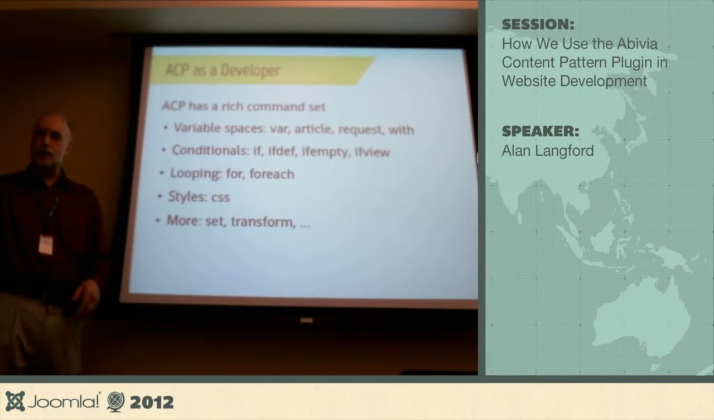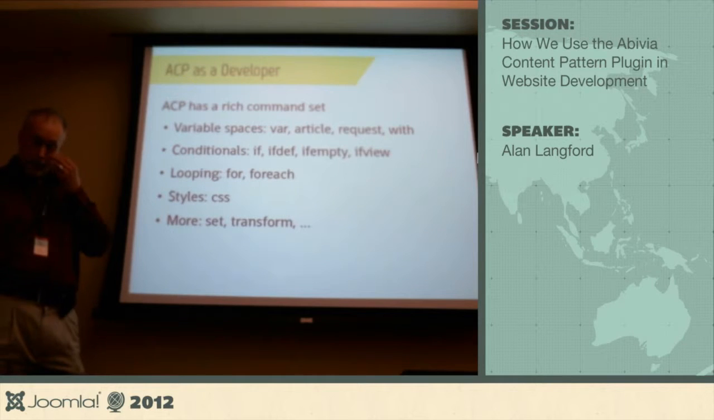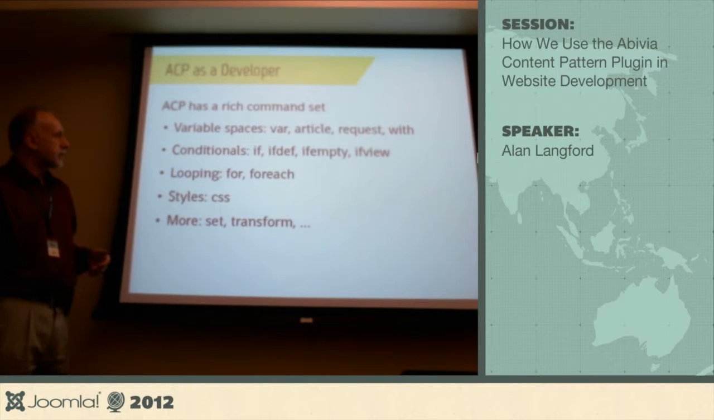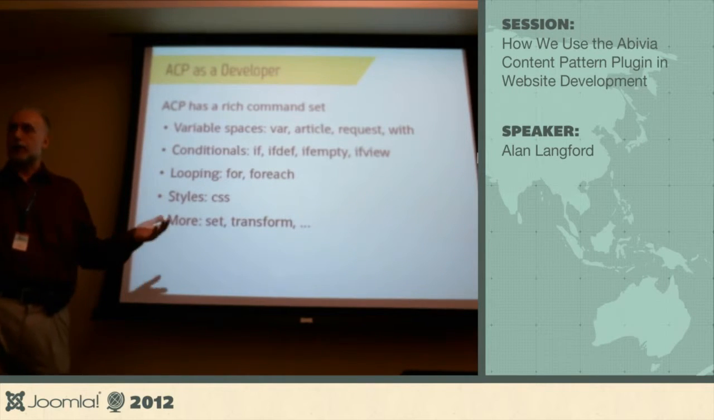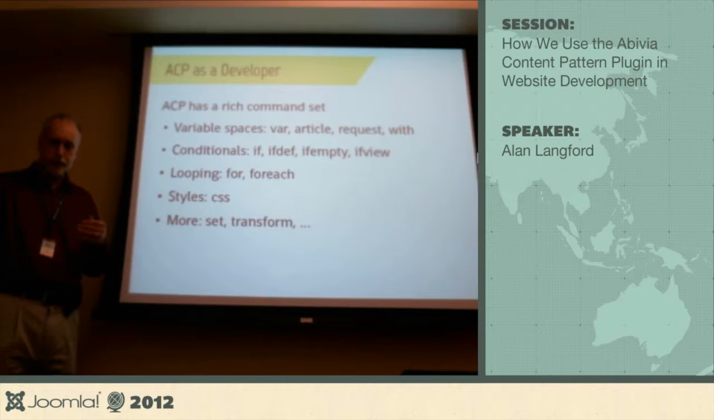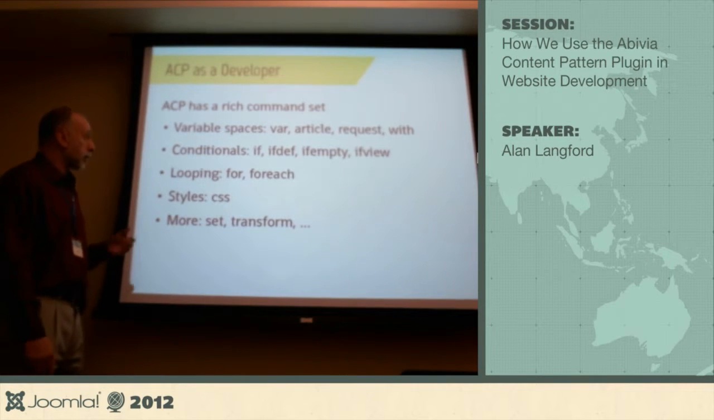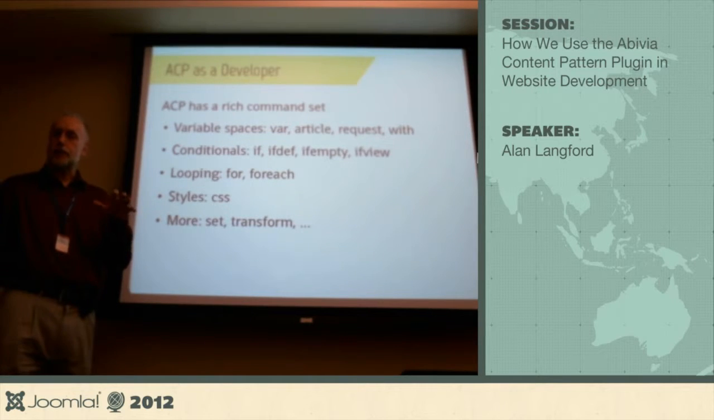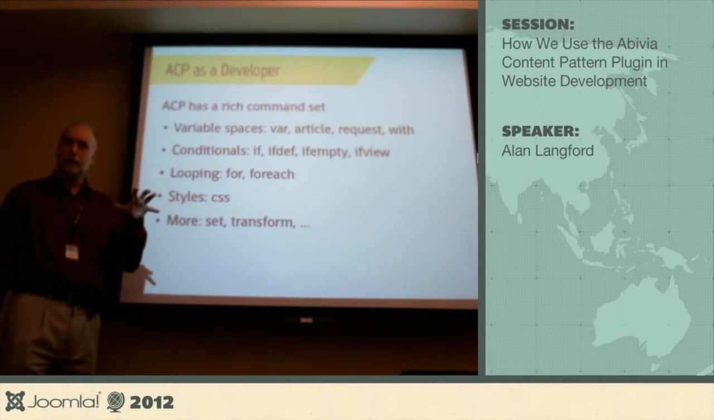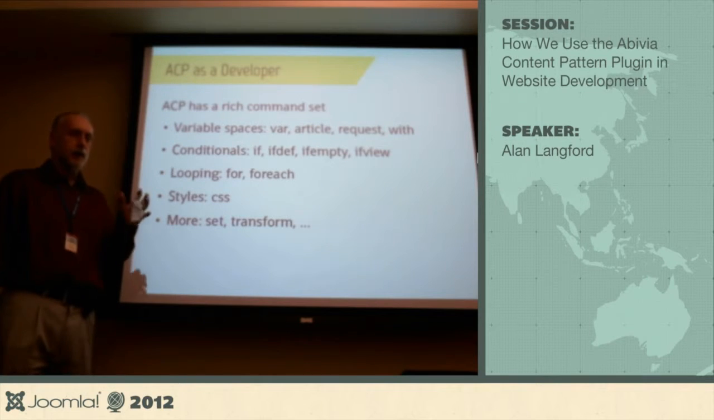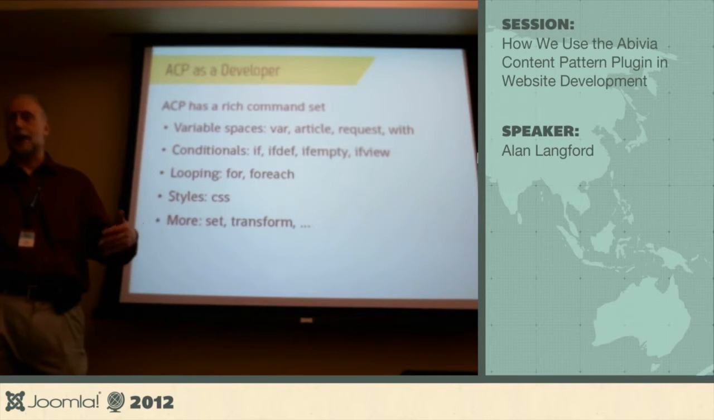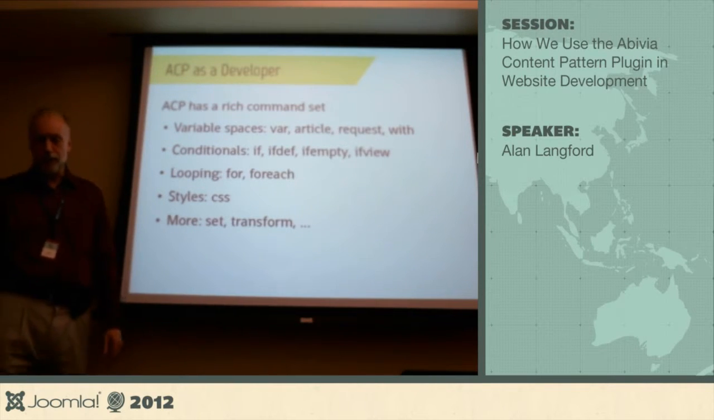So ACP from the back end, from the developer side, you've probably seen it's got a fairly rich command set. The variable spaces: the var variable space is the default. It's just whatever the user defined in the article that's calling the pattern. The article space is a reference into the article that's currently running, for lack of a better word. It allows you to get things like the article ID, a search engine friendly URL to that article, the category IDs, anything else that you might want to work with.